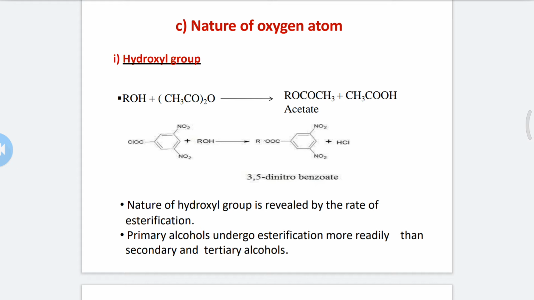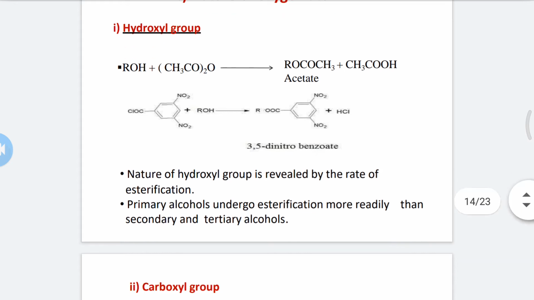So these are the methods to determine the nature of oxygen atoms present. First, the hydroxyl group in the esterification reaction, which depends on the rate of reaction and the type of alcohol, primary, secondary or tertiary. If a primary alcohol is present, its rate is higher than secondary, which is higher than tertiary.